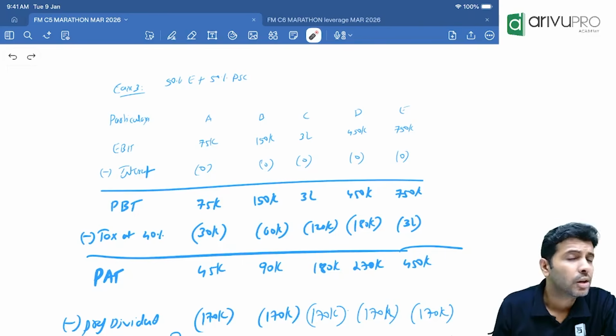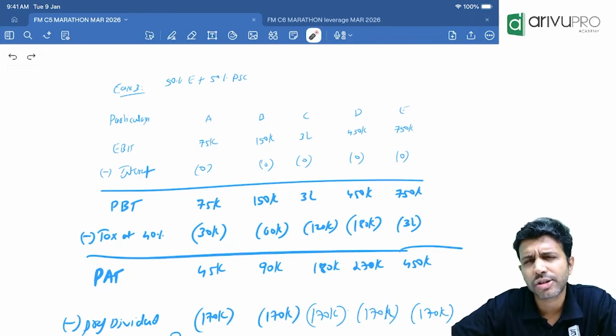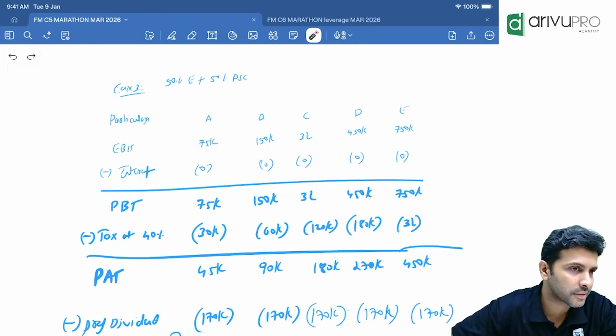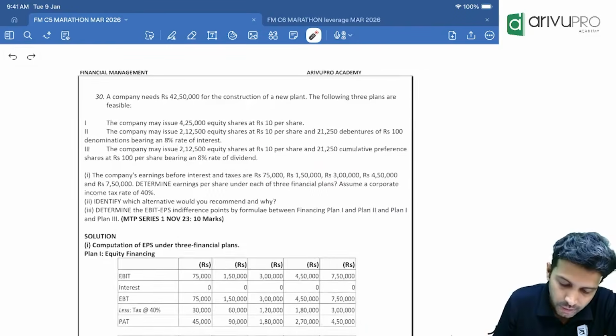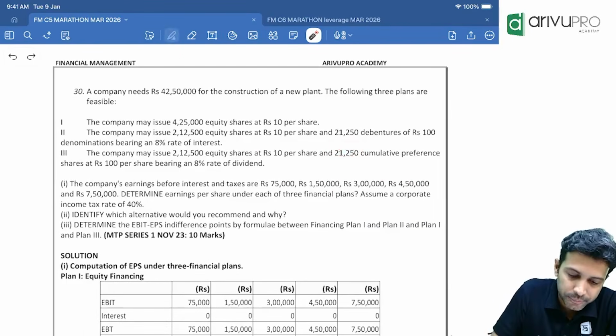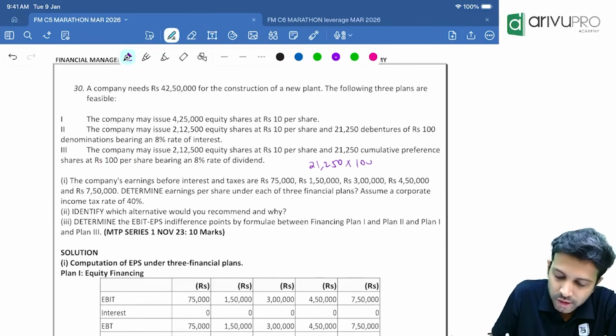Correct? For EPS calculation, we need PAT or earnings for equity shareholders. How do you get that? Reduce preference dividend. One minute, everybody. Check the screen. How many preference shares are you issuing? 21,250. Each one's face value how much? 100. So what is the preference share capital?